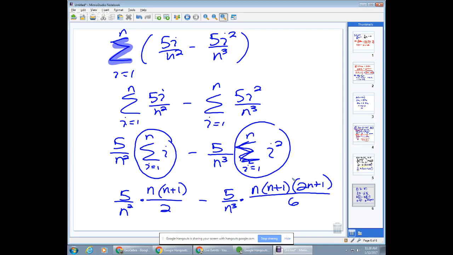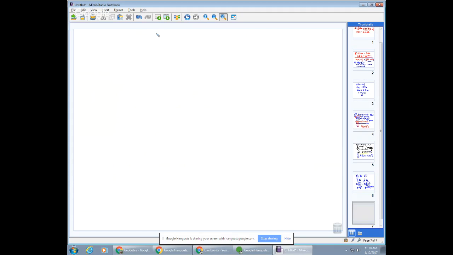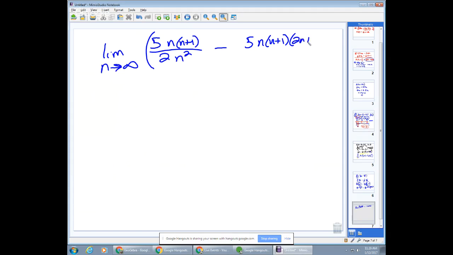I need a magic pen. Here it is. Okay, so help me get this right on the next screen. We want to take the limit as n gets bigger and bigger and bigger. And I think we have what? There's a 5 in the numerator, there's an n plus 1 in the denominator of the first part, I think it's just a 2n squared if we throw all that together in the first part. And then over here, there's another 5, an n plus 1, a 2n plus 1, and in the bottom, we should have a 6n cubed. Did I get all that right? Okay.